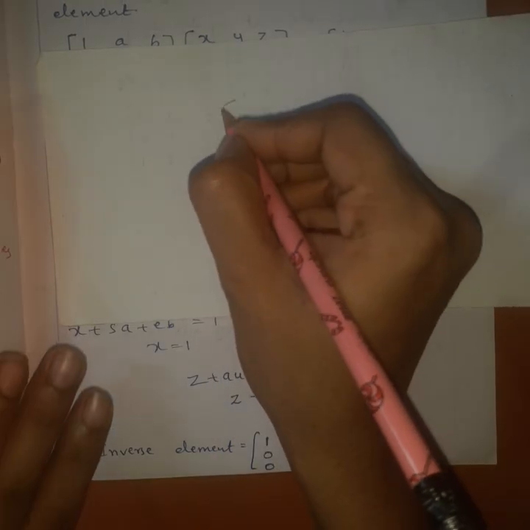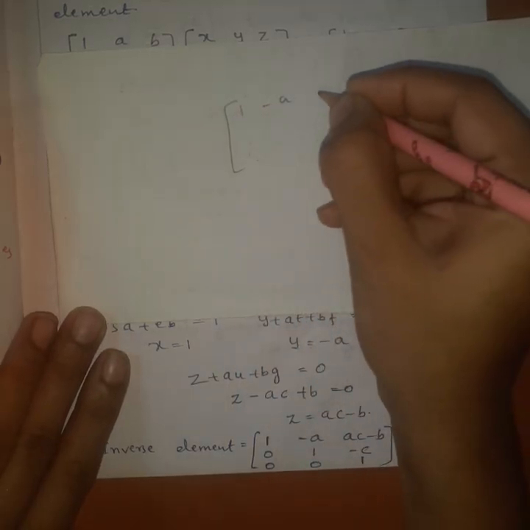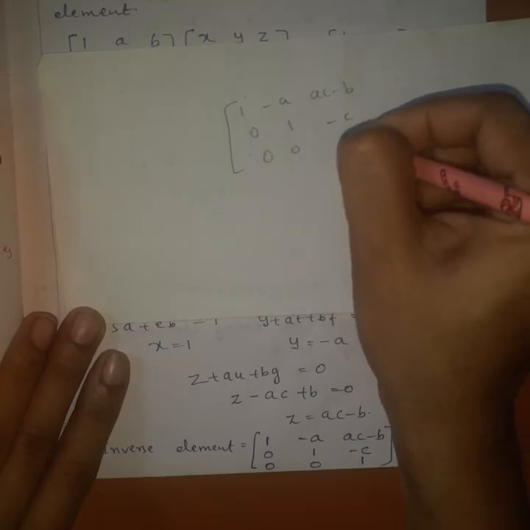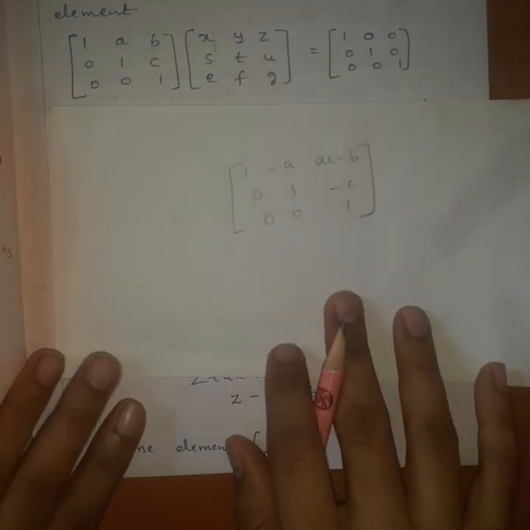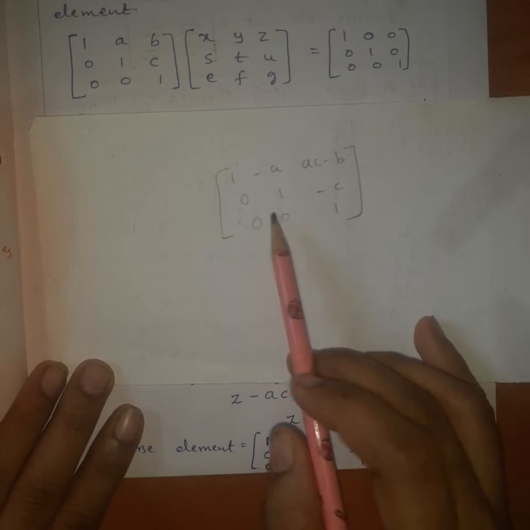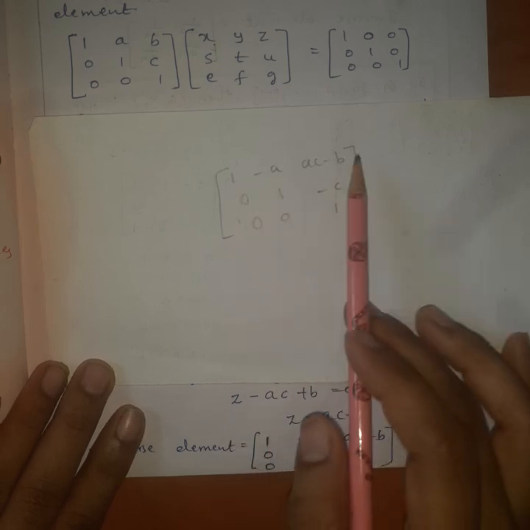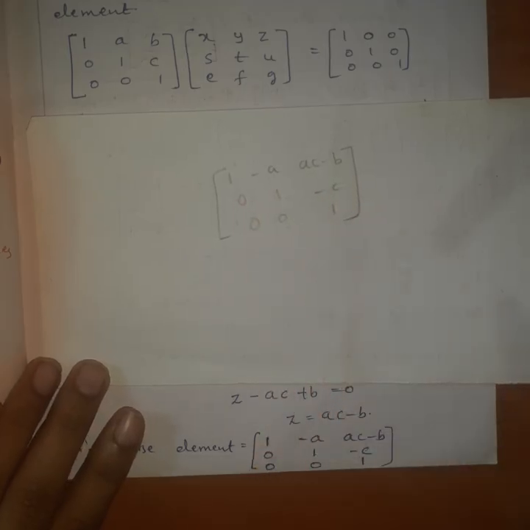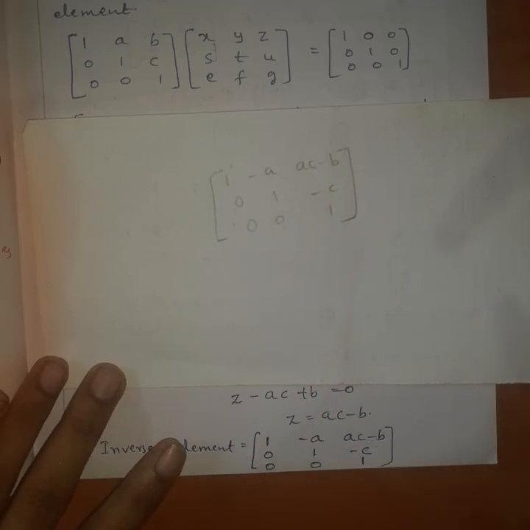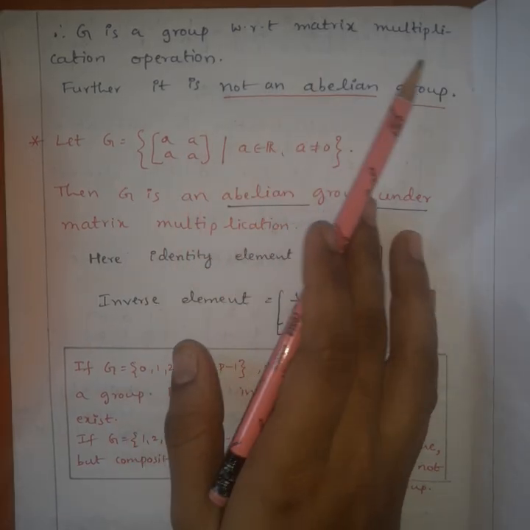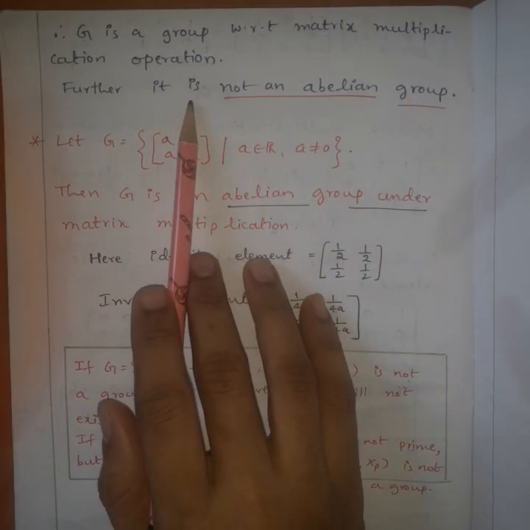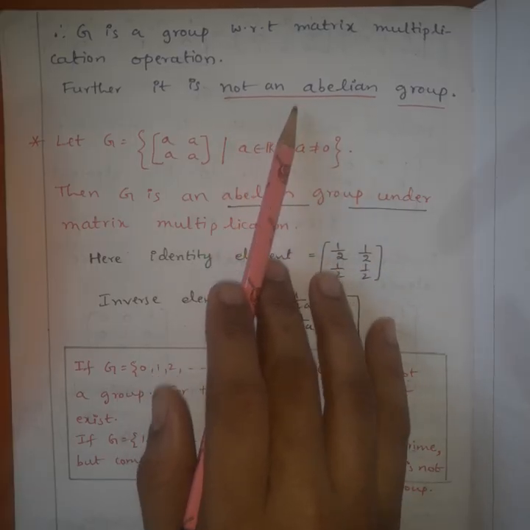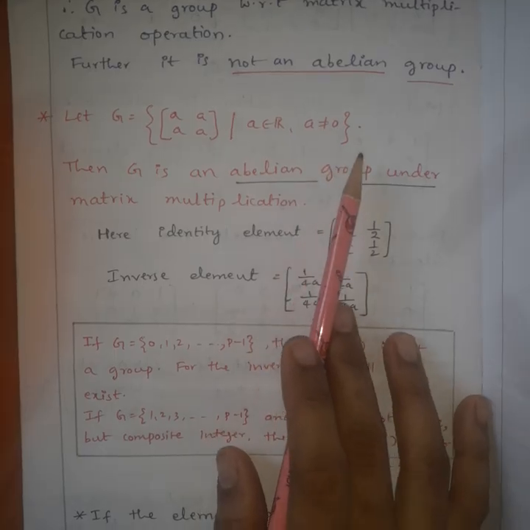That is, the inverse element is 1 minus a, ac minus b, 0 1 minus c, 0 0 1. Clearly, this is of the form 1 a b, 0 1 c, 0 0 1, so it belongs to that set. Therefore, G is a group with respect to matrix multiplication. Further, it is not an abelian group. I have not calculated this, please check yourself, otherwise the video will be too lengthy.